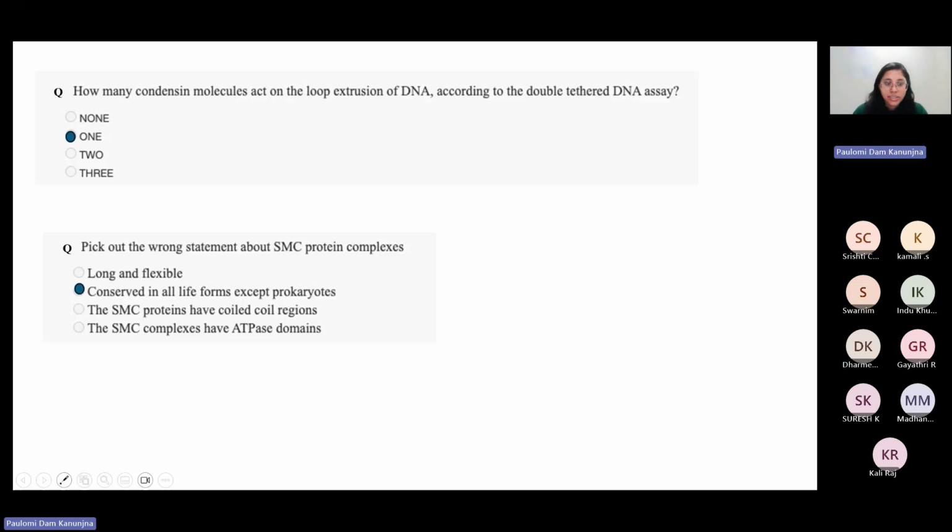B and C. Sorry, B and B. Because if you remember the extrusion, you need just one molecule. The moment it encounters another molecule, it stops extrusion. So one molecule is enough for extrusion. And the second one, everything is correct except for this, because SMC protein complexes are found in every domain on the planet. You have them in bacteria, archaea, eukaryotes, everywhere. So it is conserved across all life forms. I hope this was the one that you were referring to. So only one molecule for extrusion, right?